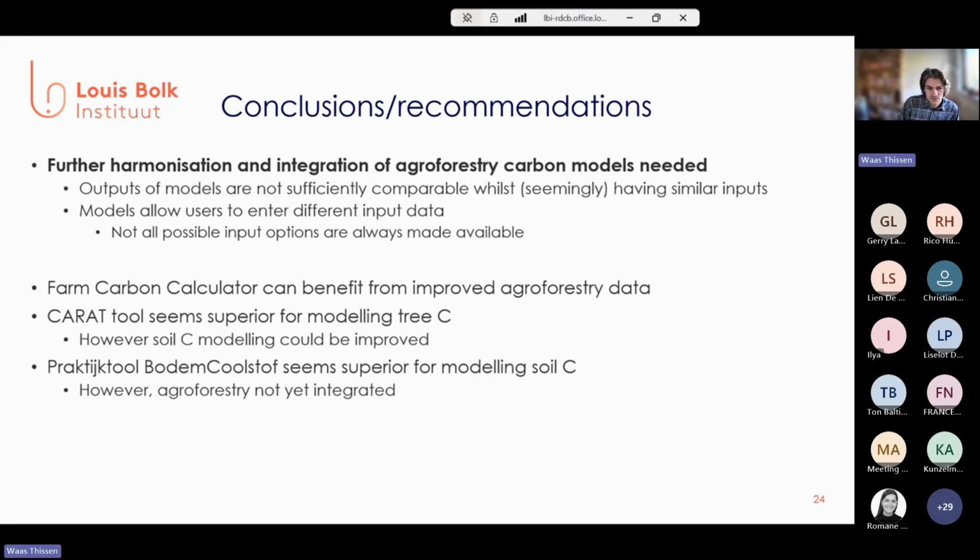What also is interesting is that a lot of the models allow users to enter different input data, and not all possible input options are always made available in each model, even though sometimes they are built on the same core, like the DHH model.